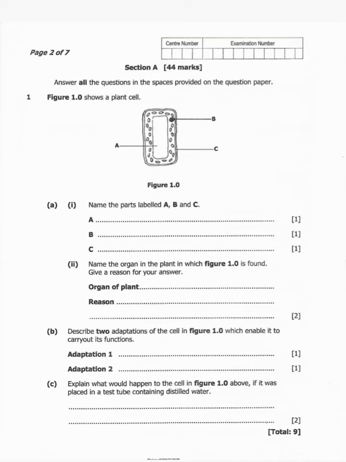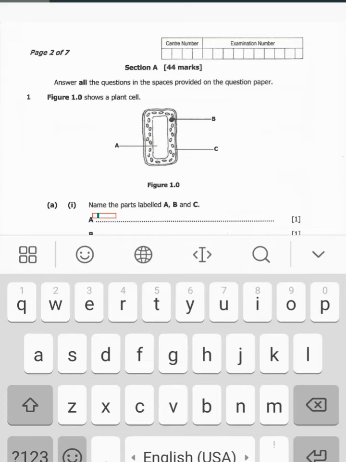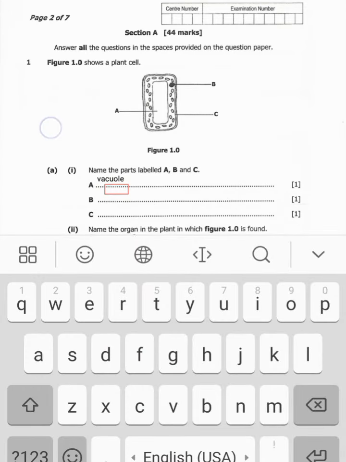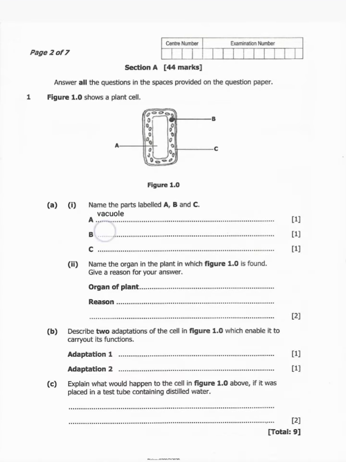All right. Now, with that said, let's come to the first question. It's saying, name the parts labeled A, B, and C. So you see the question becomes simple if you've already identified different parts on the diagram. Based on what we've just identified, part A is a vacuole. Then when we come to B there, we've identified that it's a nucleus.